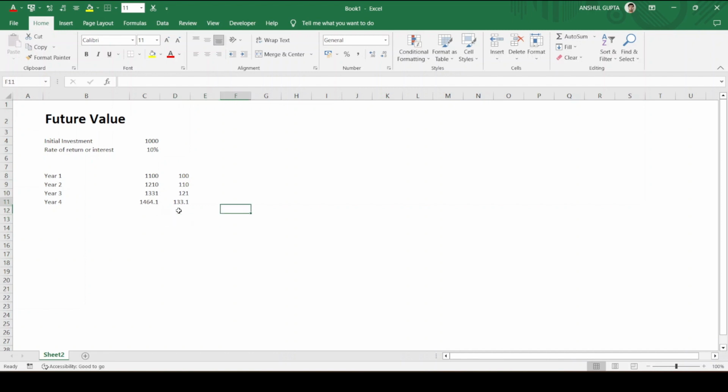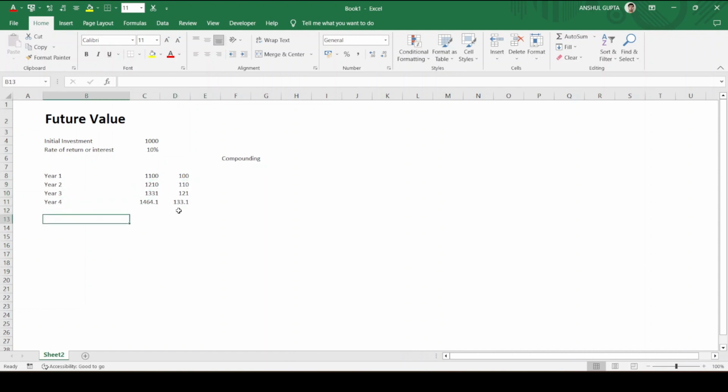So this is known as compounding. As you can see, our interest component is increasing year on year. So this concept is known as compounding.